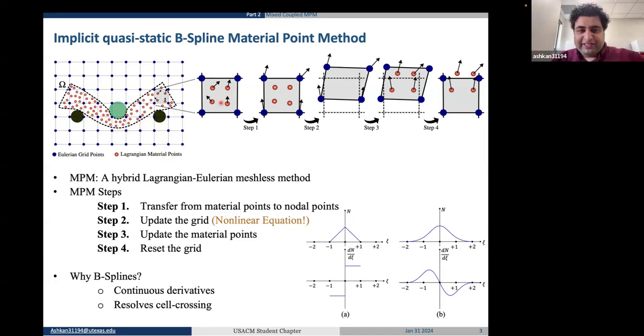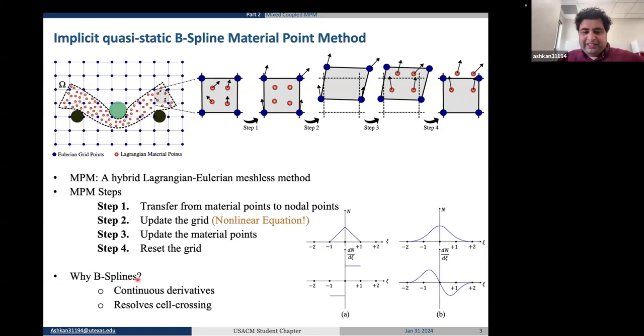There are a couple of steps. First, all properties, masses, or forces are carried by these material points. Then they are transferred to the grid nodes. A nonlinear equation is solved to update the position of the grids. This step is exactly like finite elements. And then the properties are transferred back to the material points, and at the end, the grid is reset to its initial position.